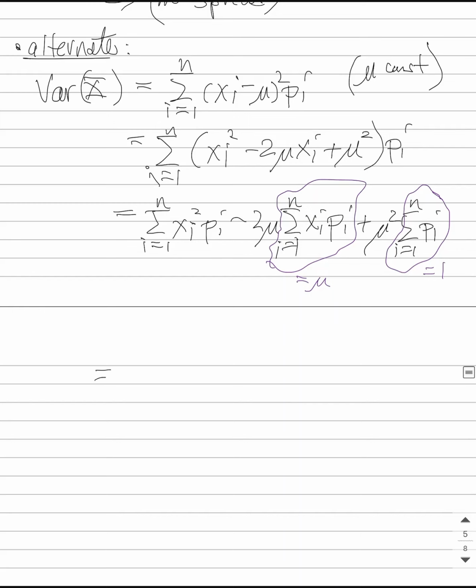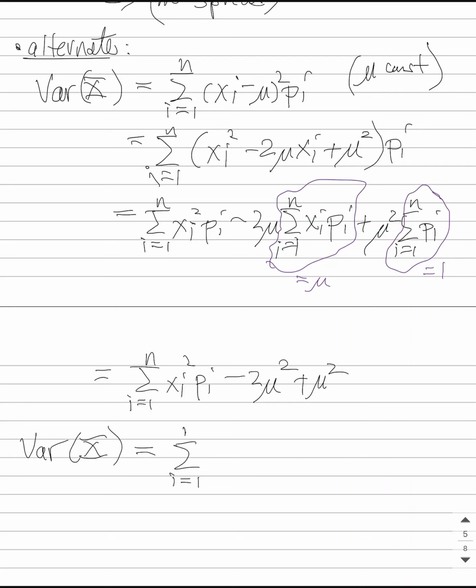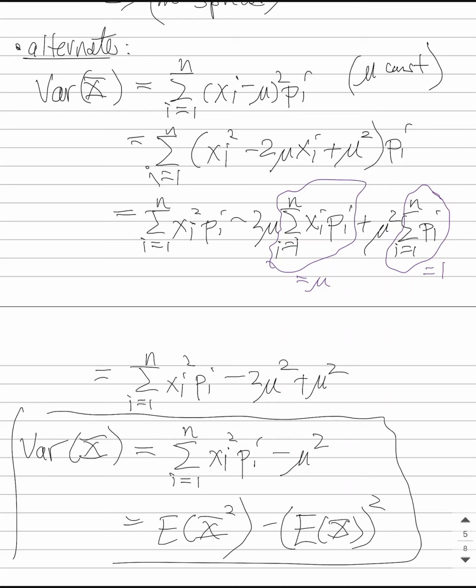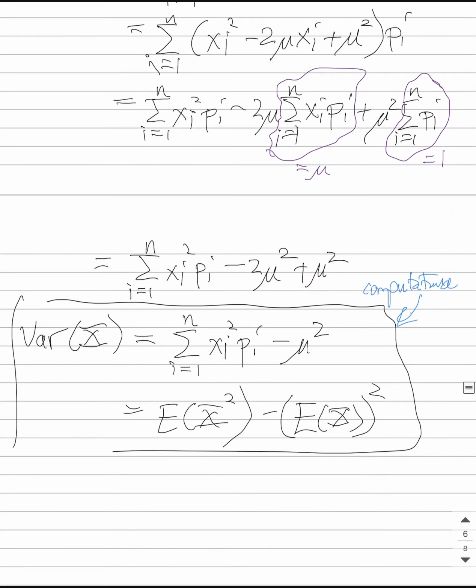So what this allows us to do is come up with another way of writing variance. We'll get minus 2 mu squared plus another mu squared. And so what we'll end up with is that the variance here is the sum from i to n of xi squared times pi, minus mu squared. And another way of putting this is that this would be the expectation of the variable squared on the inside minus the square of the expectation on the outside. And so this ends up being a handy little formula. This is what I'm going to call the computational version of variance. And when it comes time to getting a number, this is the version that we're going to use.